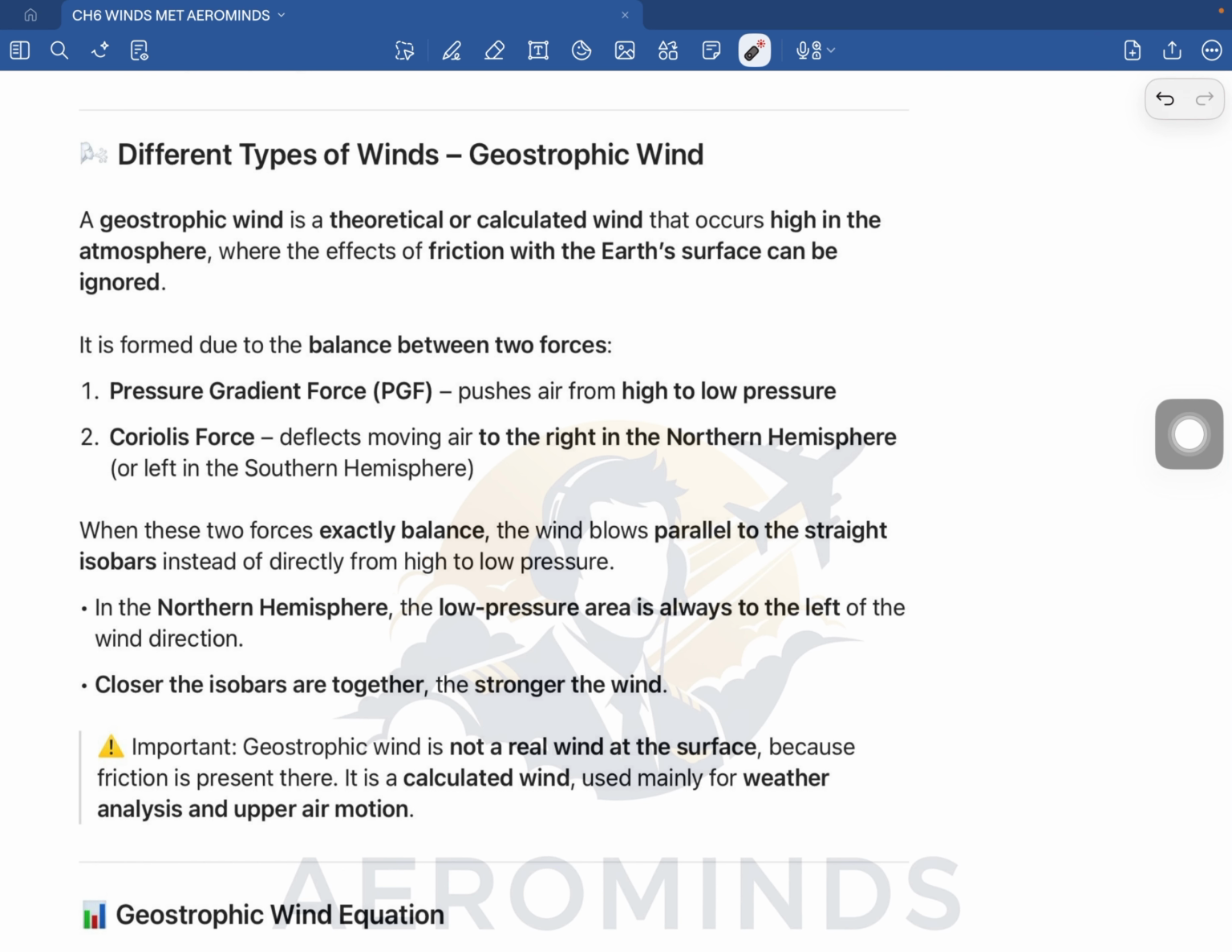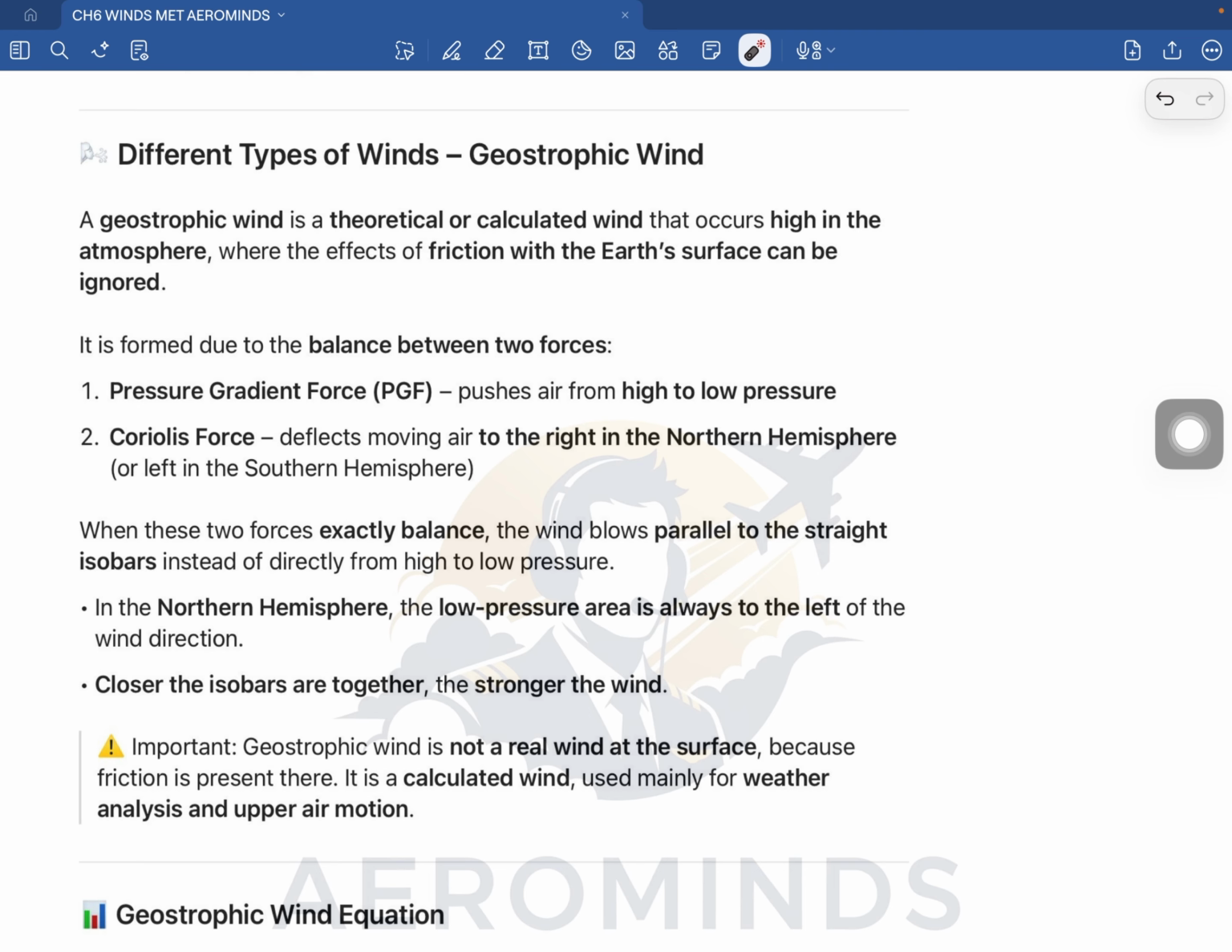So if someone asks you in the exam, what is geostrophic wind, you should think like this: that it is a wind that occurs aloft, high in the air, where the friction is negligible, and it flows parallel to the straight isobars. Remember this line, that it flows parallel to the isobars, and it flows parallel because the pressure gradient force and the Coriolis force are basically in balance.